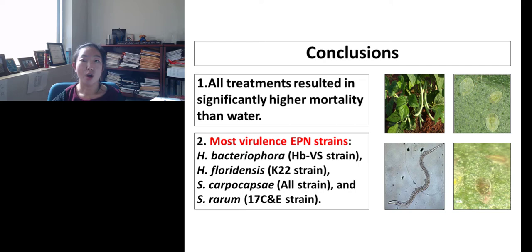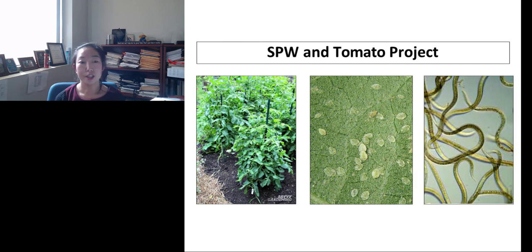So this is all for our sweet potato whitefly and snap bean project. Now let's look at the sweet potato whitefly and tomato project. We conducted the same laboratory experiment as what we did for the snap bean plants. We also evaluated the effect of 9 strains of entomopathogenic nematodes against the sweet potato whitefly nymphs on the underside of the tomato leaves. The experiment design, materials, and methods were all the same as for the snap bean leaves.